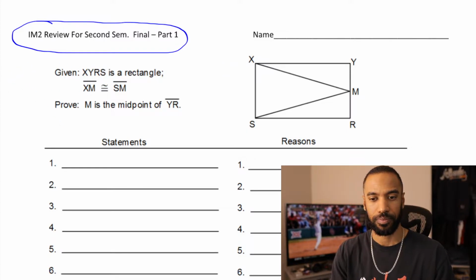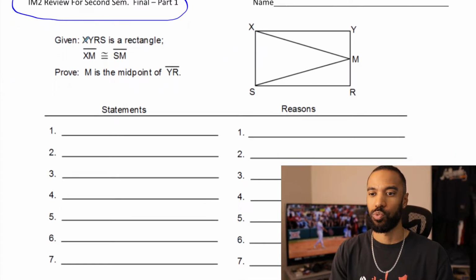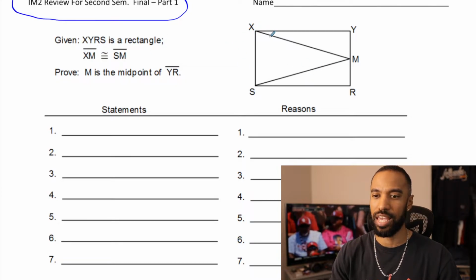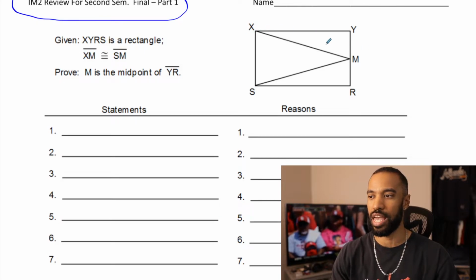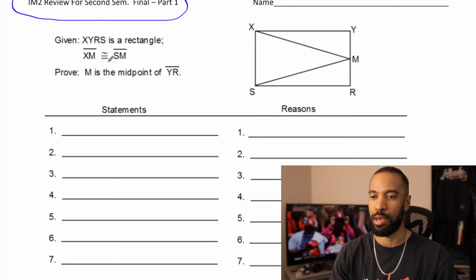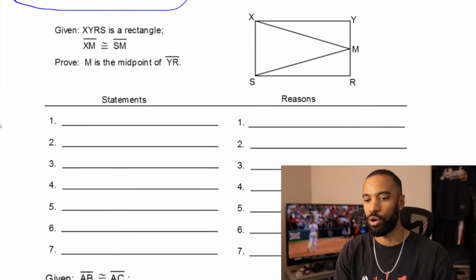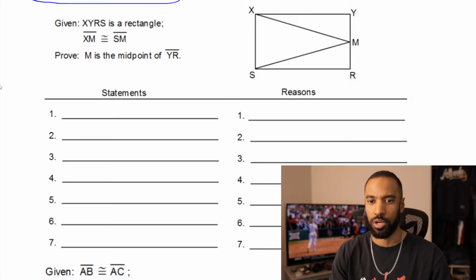But here we go. Given XYRS is a rectangle, and given segment XM is congruent to segment SM, we want to prove that M is the midpoint of YR. So part of the things with proofs, and I don't know if it's 7 steps long, I'm going to do this on my own for the first time.